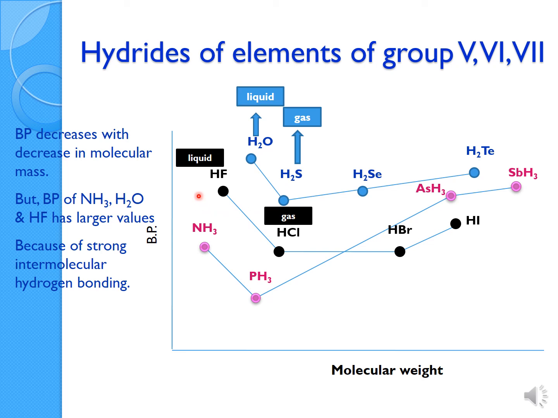Similar is the case of HF and HCl. Hydrogen fluoride is a liquid at room temperature, whereas all other hydrides, that is HCl, HBr and HI, are gases at room temperature. Similar is the case of ammonia. Ammonia is also a liquid at room temperature, whereas the others are gases. So water, ammonia and HF are all liquids at ordinary temperature, while all other hydrides are gases. This is again due to the presence of intermolecular hydrogen bonding.